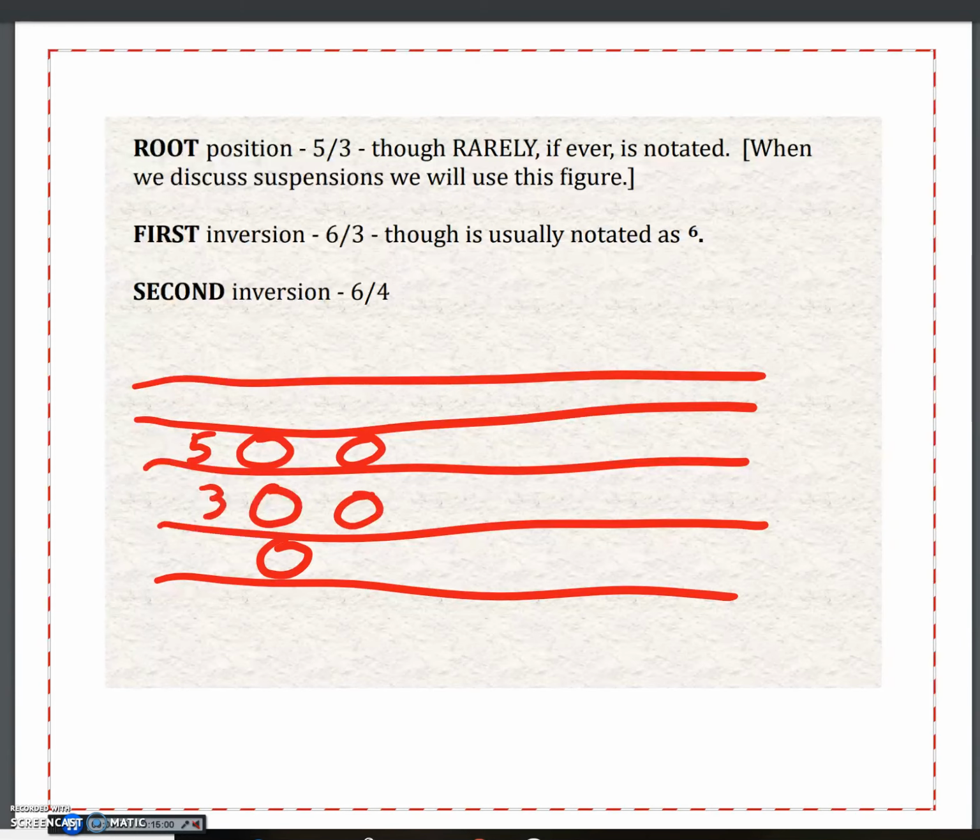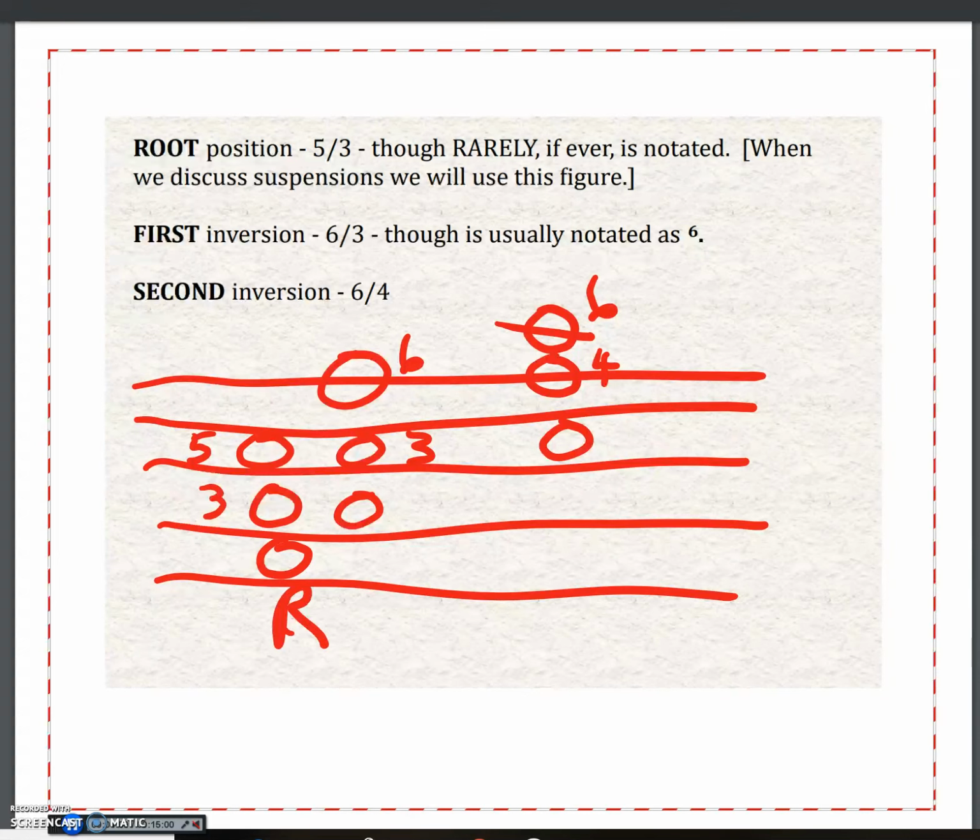So here I go like this. Here is a third above the bass, and this is a sixth above the bass. Oh, 6-3. Now I'm going to take this one and put it up an octave. Here's my second inversion. I've got a fourth above the bass, and I've got a sixth above the bass. The bass becomes either the root, the third, or the fifth. That's what putting things in inversion is like.